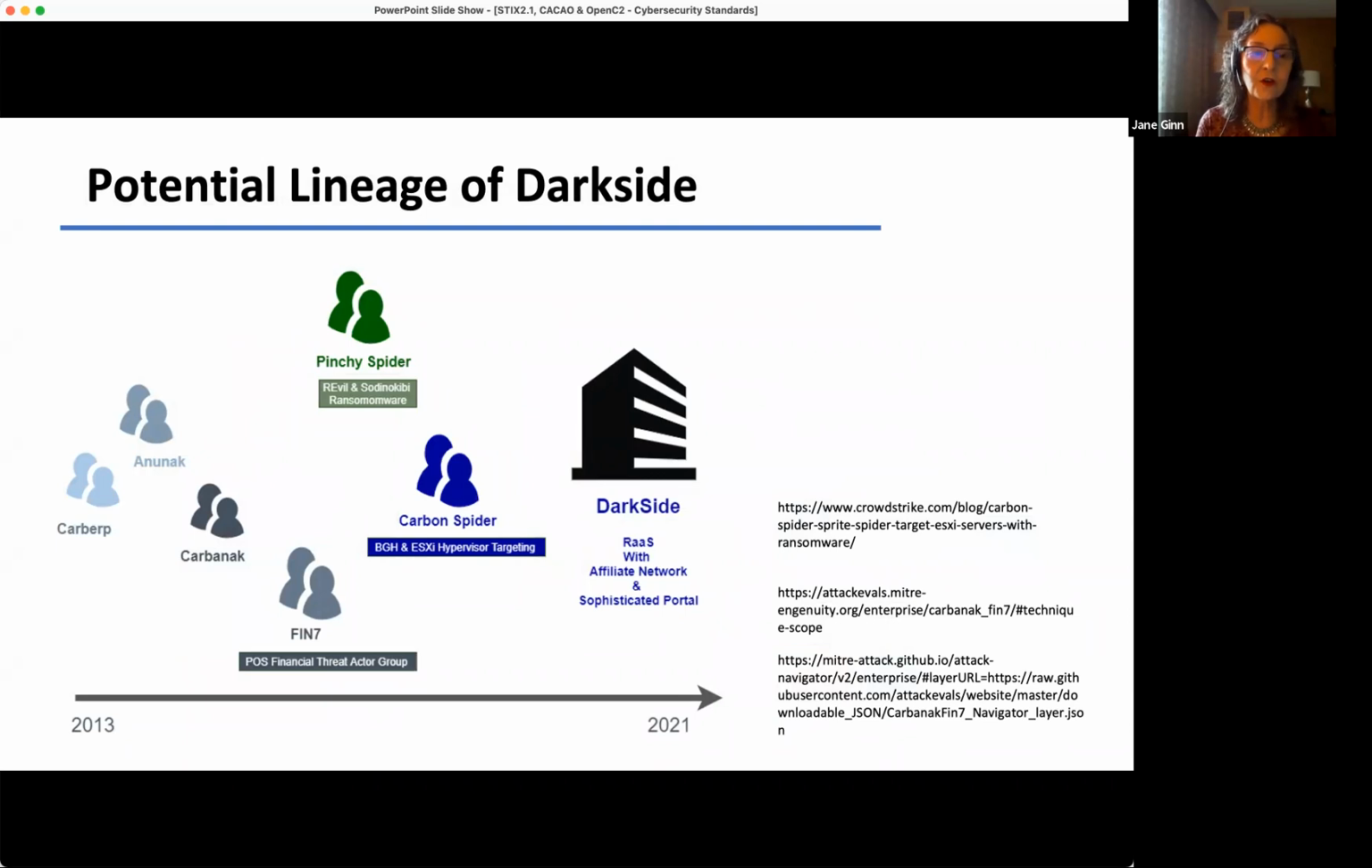If you go to the next slide, please, you'll see that we have seen correlations between the malicious infrastructure of many previous cybercrime syndicates like Carbanak, Fin7, Pinchy Spider. There's overlapping malicious infrastructure, including networks used, the malware that's used, and we're able to then deduce that there is likely to be some relationship in the human beings behind these various activities that were precursors to DarkSide. And that's what the intrusion set SDO is all about.